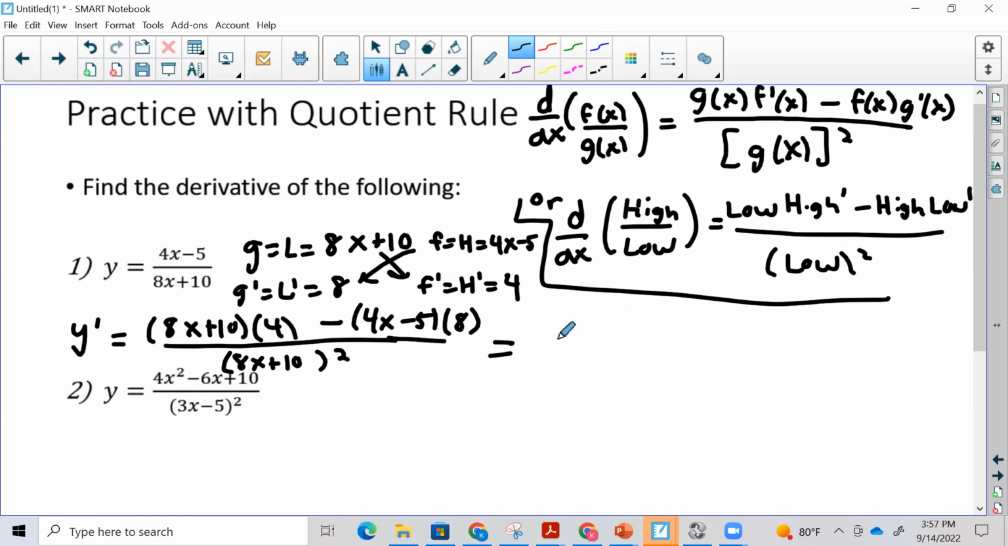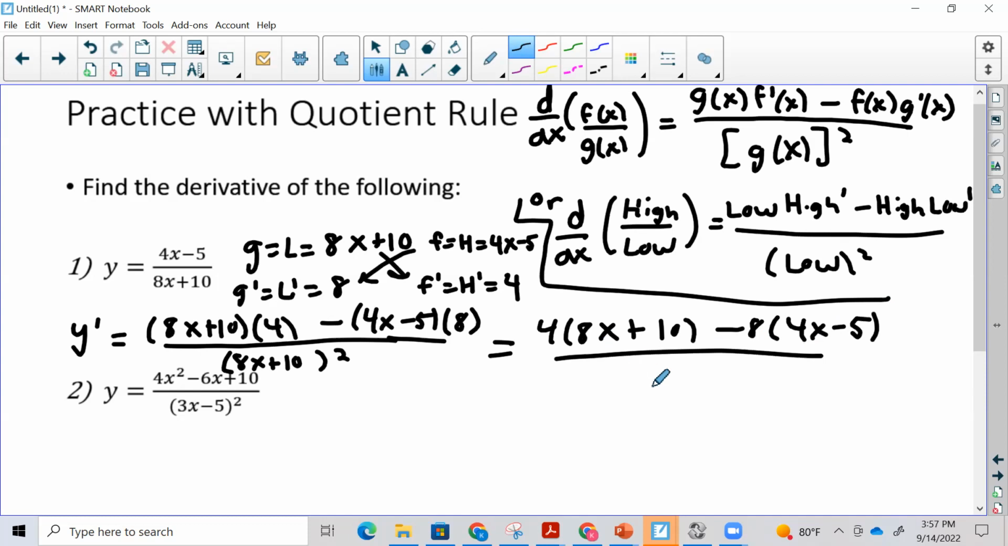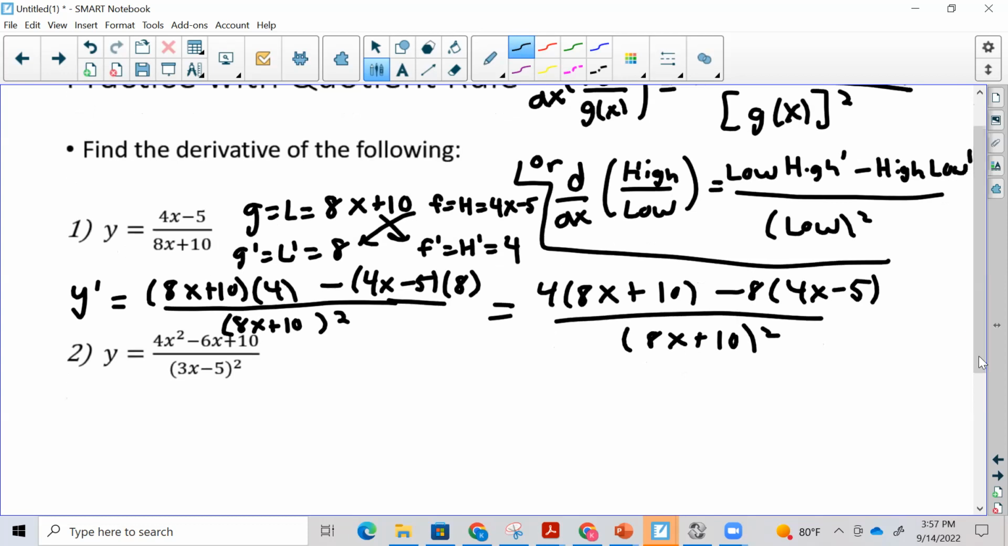And again, you don't have to distribute. You could if it asks you to simplify, but I can also just write it as 4 in the front times 8x plus 10, minus 8 times 4x minus 5, all over 8x plus 10 squared. So that's my quotient rule with that.